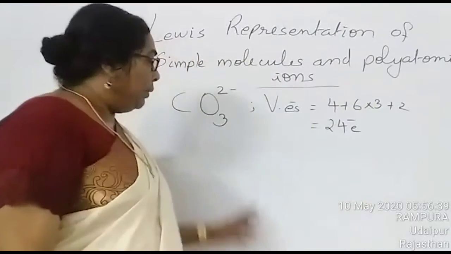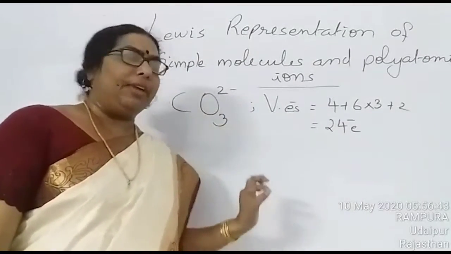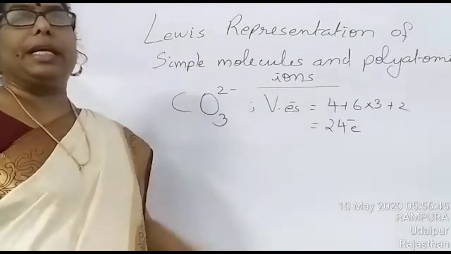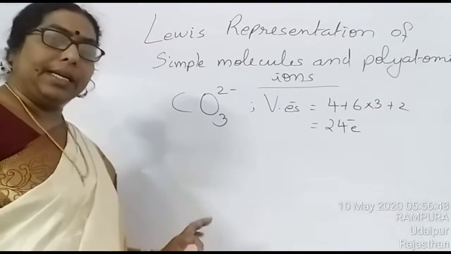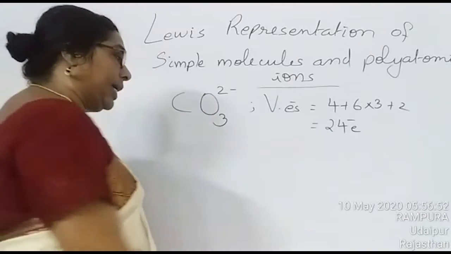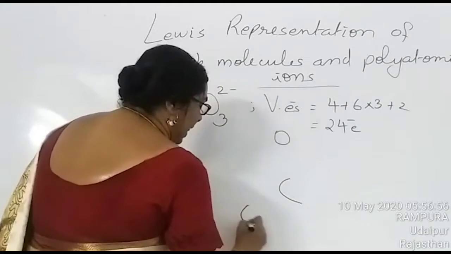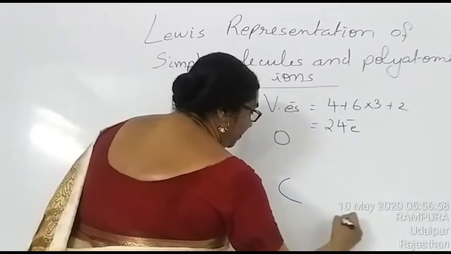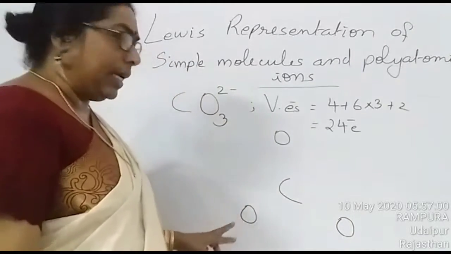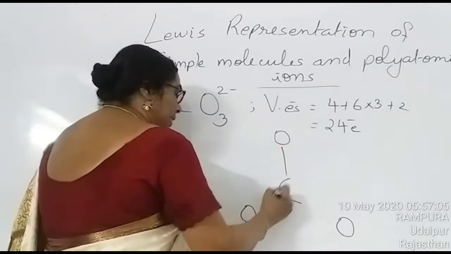Is it clear? Now the next step is to arrange these atoms in such a way that the least electronegative atom should come in the center. Since out of these 4 atoms, carbon is the least electronegative, we can arrange carbon in the center and 3 oxygen atoms in 3 corners. Okay, this step is also clear. Now the next step is to join them with the help of single bonds.